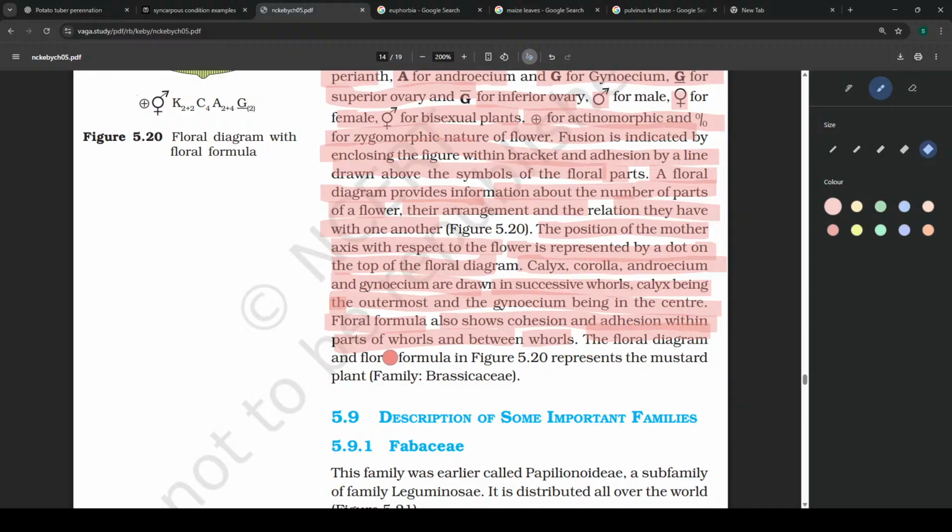The floral diagram and floral formula in figure 5.20 represent the mustard plant family, Brassicaceae. I'll give you a minute to see the diagram.